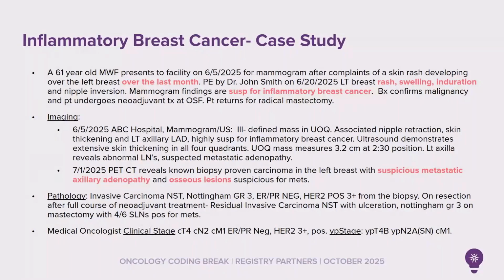We have some staging by the medical oncologist who clinically stages as cT4, cN2, cM1 with the ER/PR negative, HER2 positive, and the yp stage as ypT4b, ypN2a(sn), cM1.